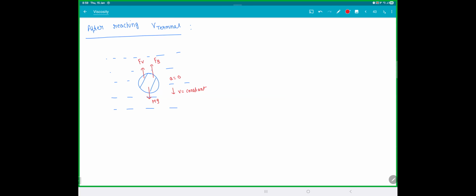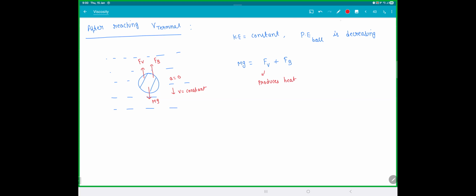Now, if you notice here, the kinetic energy of the system has become constant. The potential energy of the ball is decreasing because it is sinking, losing height continuously. So the question is: if you are losing energy and your kinetic energy is remaining constant, what is happening here? Mg is the one that is losing energy. Fv plus Fb: the viscous force is like friction, so this is the one producing heat. The viscous force is responsible for producing heat.